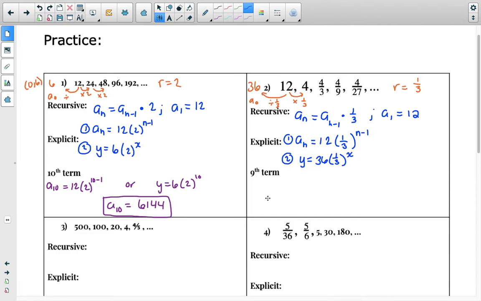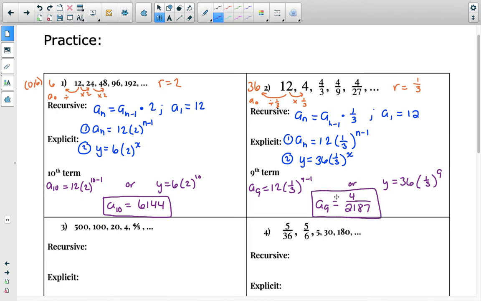So both of these explicit forms will help us find the 9th term. I'm going to show both to find the 9th term. If I want a sub 9, we're going to use 12 times 1/3 raised to the 9 minus 1, or we can use y equals 36 times 1/3 raised to the 9th. Both of these will give us a fraction. We have to put math enter to get a fraction. A sub 9 is equal to 4 over 2,187. Don't give a decimal. We want the fraction.